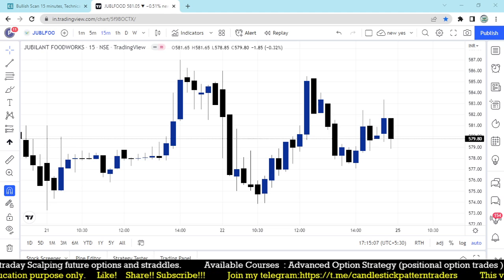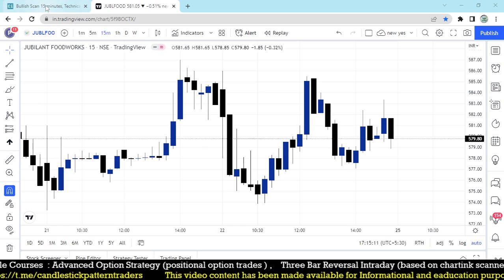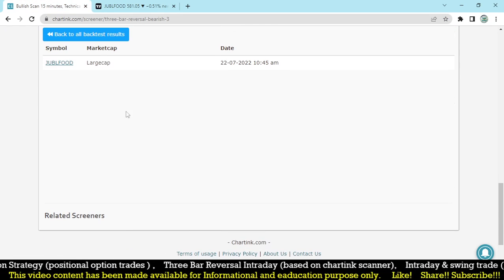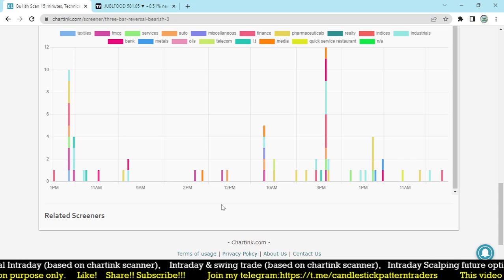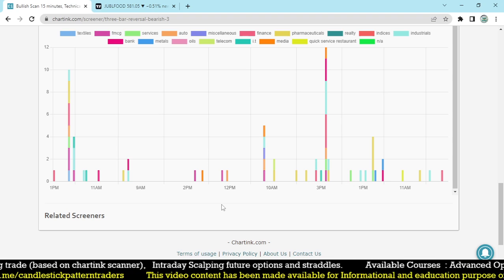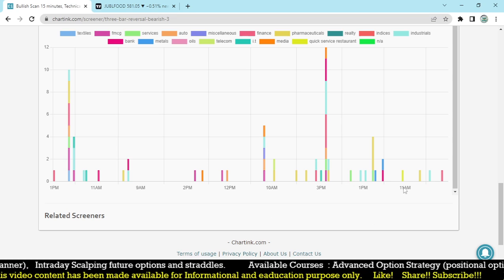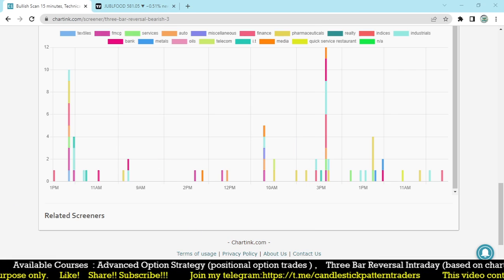Based on the scanner we filtered out stocks, and this was today's bullish scanner. In the last video we discussed the daily time frame, and now I'm going to talk about the 15 minutes for an intraday opportunity and how it worked. Let me try it out. There are 4 stocks filtered out today.